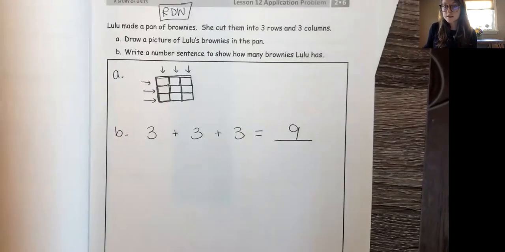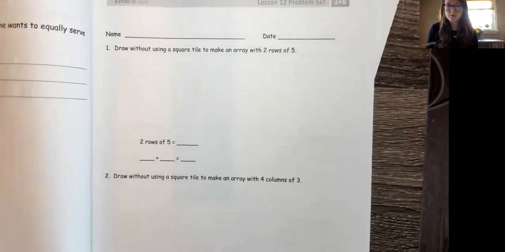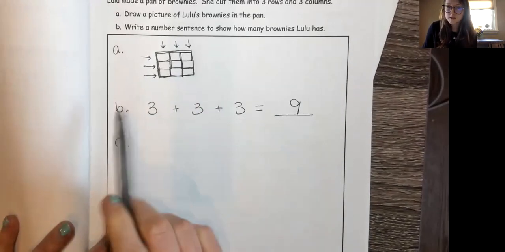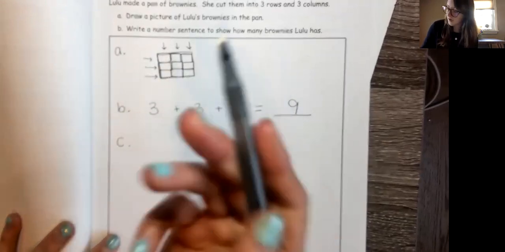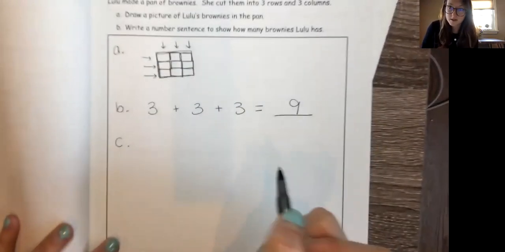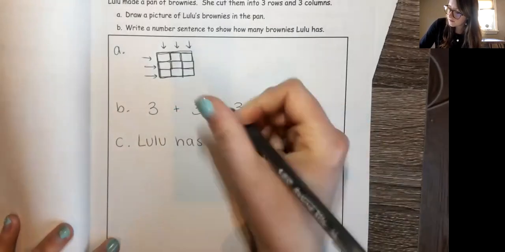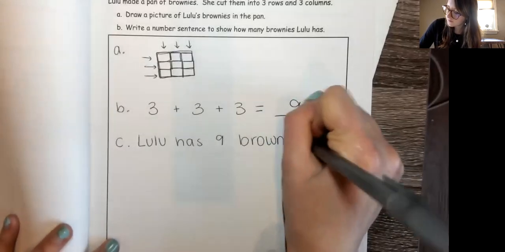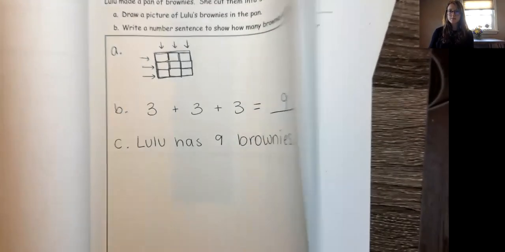Okay, so that's the first part of my problem. The second part of my problem says, write a statement about Lulu's brownies. So I'm going to write that here. So in order to answer my question, it's trying to figure out the total number of brownies that Lulu has. So I'm going to write my statement. I'm going to write my sentence. Lulu has 9 brownies. Okay, awesome. So that's part A, B, and C.